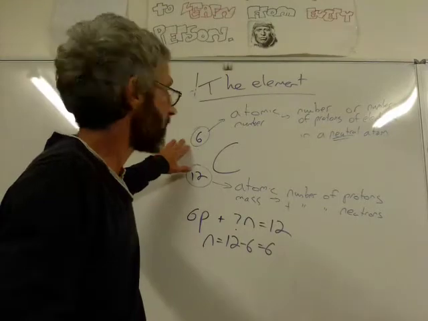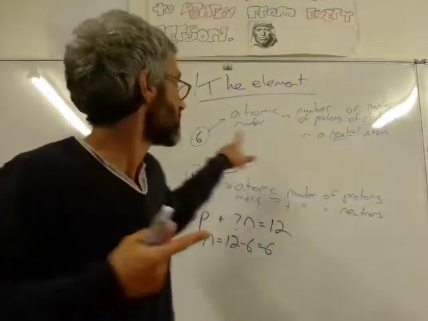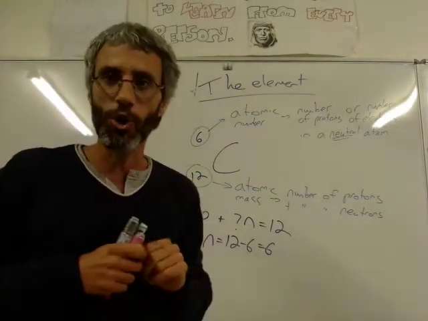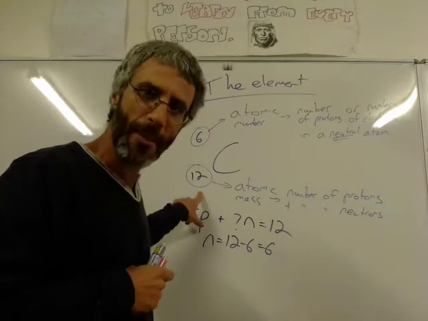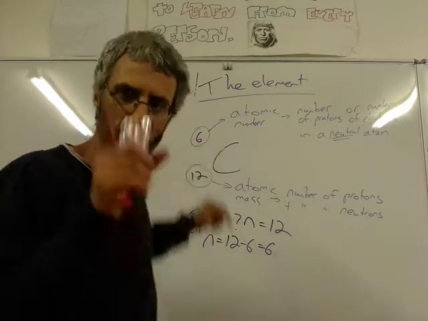By looking at the atomic number, you should know how many protons and how many electrons there are. There's 6 protons, 6 electrons. It's a neutral atom. How many neutrons? It's always the atomic mass minus the atomic number. Maybe let's write that down.